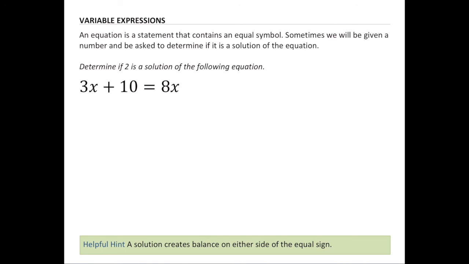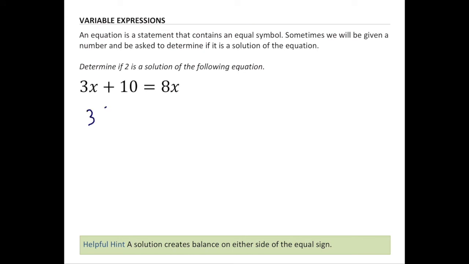and simplify both sides. And when we do that, it's going to create balance on either side of the equal sign. And balance means that it is a solution. And if it's not balanced, then it's not a solution. Okay, so let's go through this.